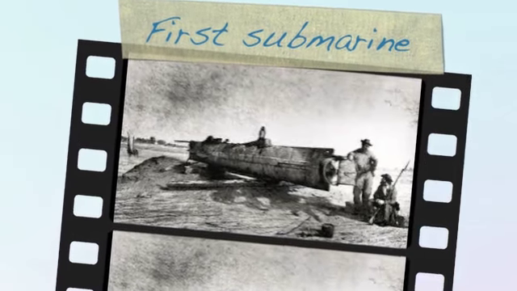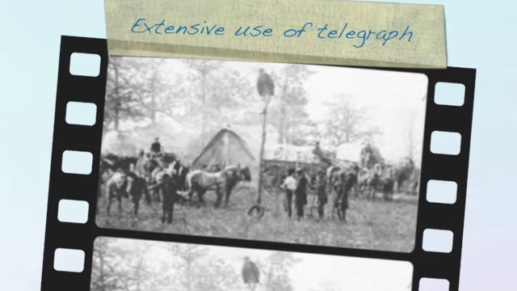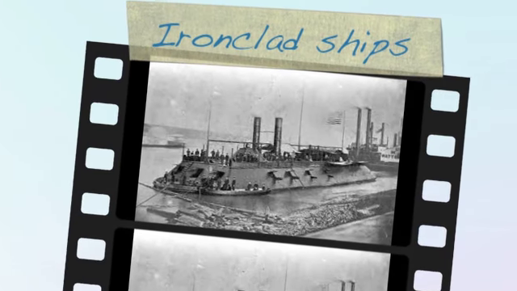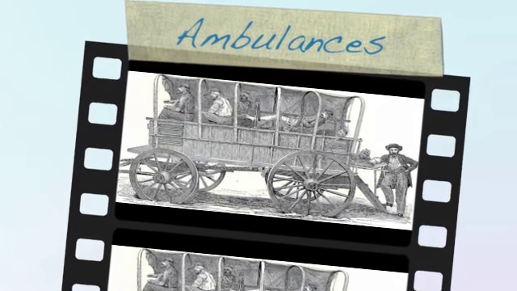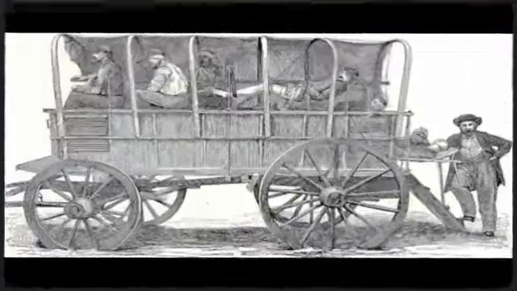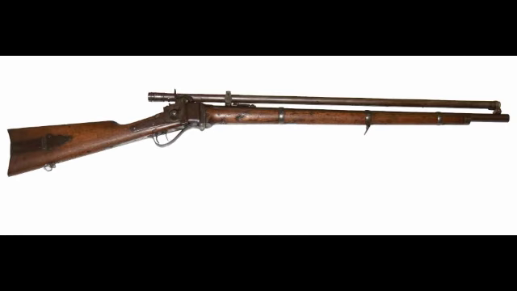The first submarine used in battle was the H.L. Hunley. Extensive use of telegraphs for communication. First use of ironclad ships. First use of battlefield ambulances. Telescopic sights used by the snipers.